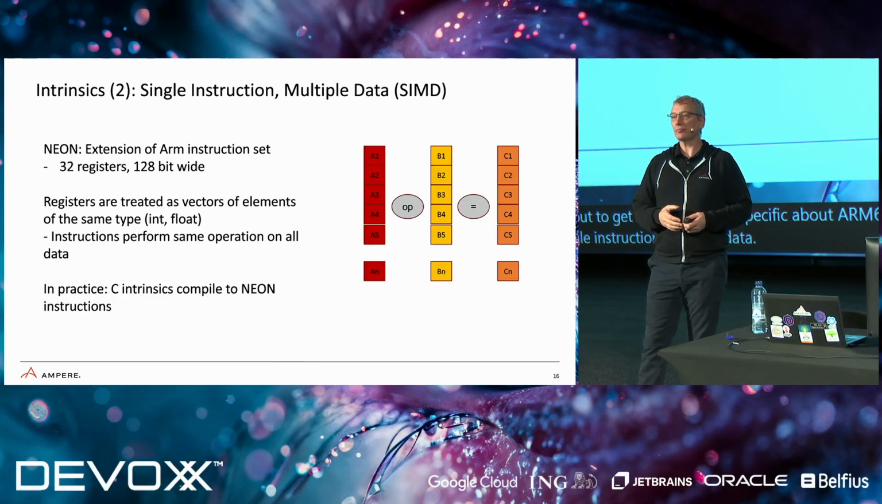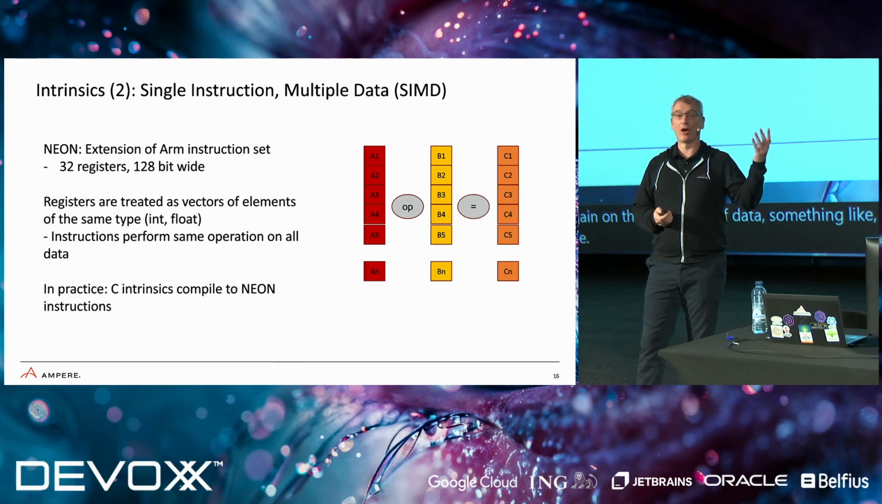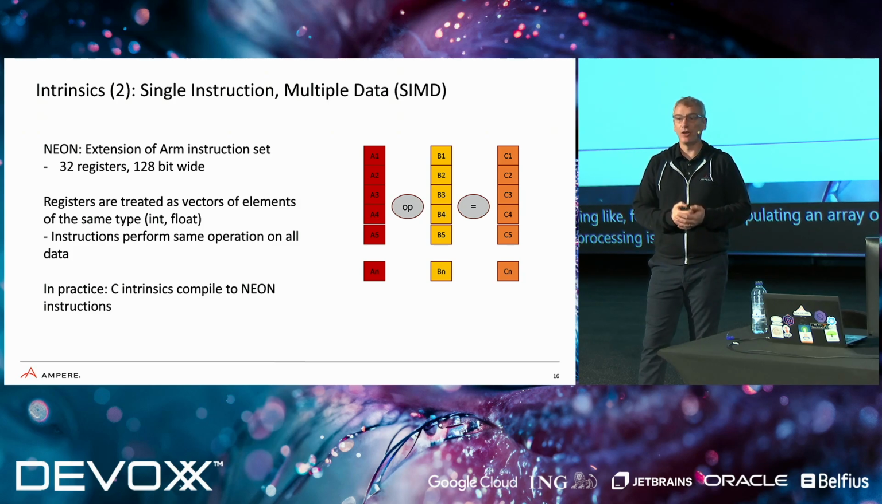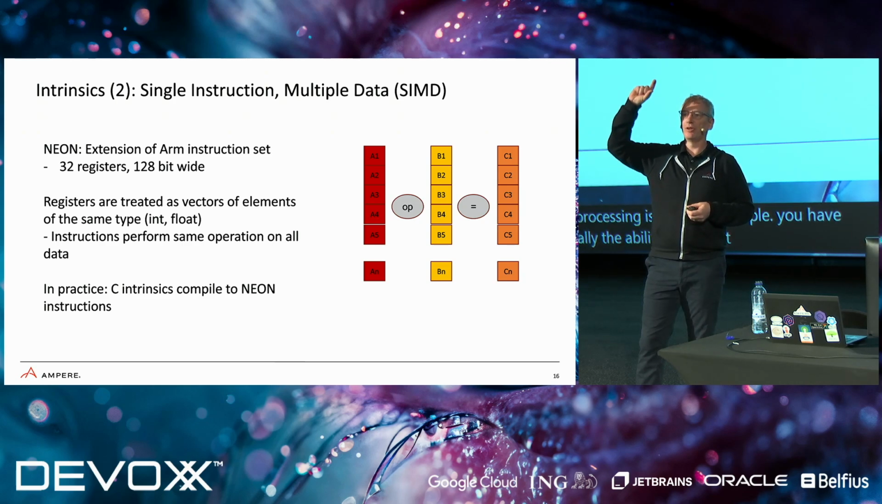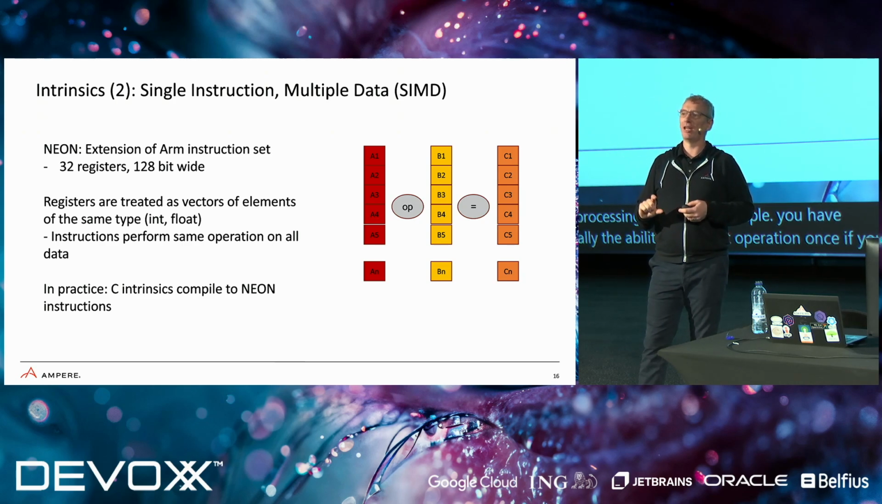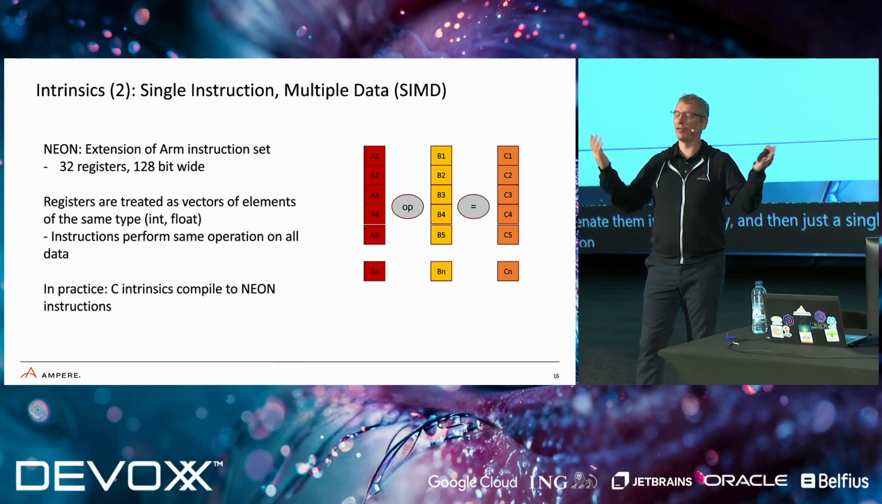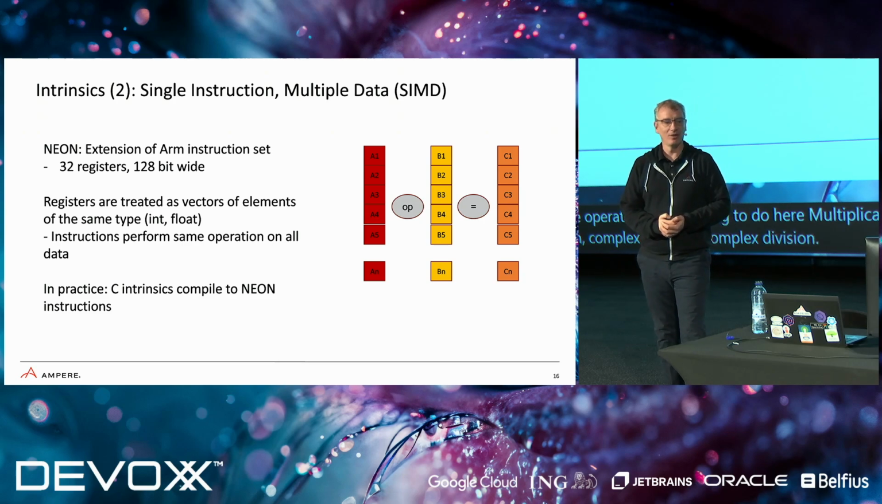What that is essentially, if you're doing the same operation over and over again on the same type of data, something like, for example, manipulating an array, or image processing is a classic example. You have essentially the ability to do that operation once if you concatenate the integer types that you care about into an array, and then, in a single operation, you do your multiplication, division, complex addition, complex division, whatever that operation is.